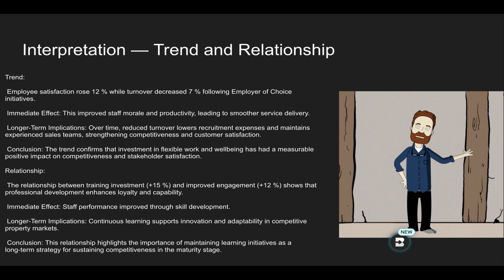We then repeat that for the relationship. State the relationship, give me the immediate effect on the business, and what are the longer-term implications, and a concluding sentence. This way, you will maximize your results for this particular criterion.